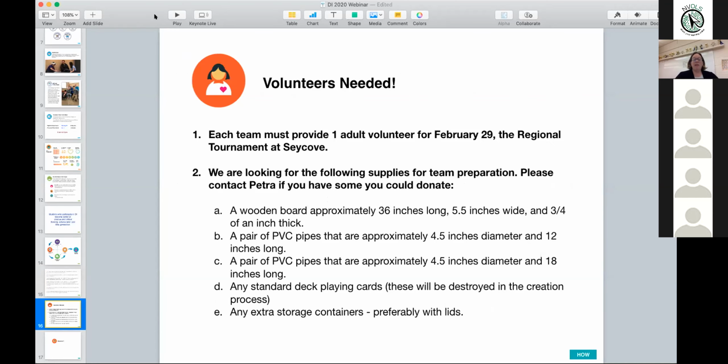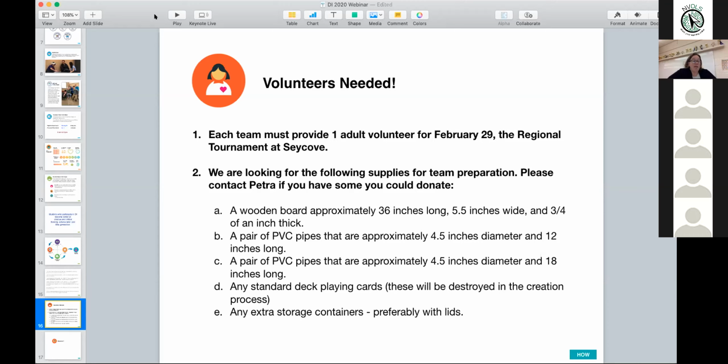First of all, every team has to provide one adult volunteer for the day of February 29th, the regional tournament, which takes place at Seacove. So of those 5 or 6 students that are on a PLP team, we need one adult who can be here for the day. I don't want to start parsing it out. I suppose if you can't be there the whole day, we could have one team member adult for the morning, one for the afternoon, as long as we have one person. Ideally it's one person for the entire day to help out with the tournament.